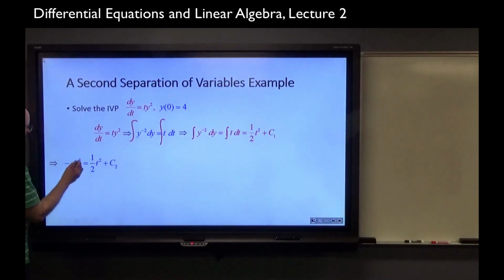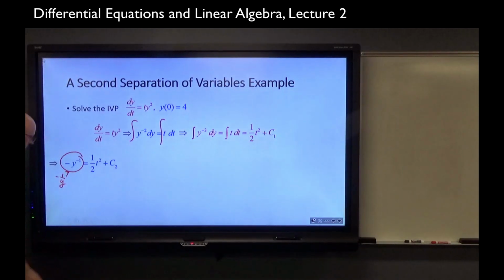That's worth mentioning. This is the same as negative 1 over y. And then remember what the goal is. The goal is to solve for y. Okay, I probably don't want the negative sign there, so I multiply both sides by negative 1 to get rid of that negative sign, and I guess I'd have a negative sign there in front of the 1/2 t squared, and I guess I'd have a minus C2.